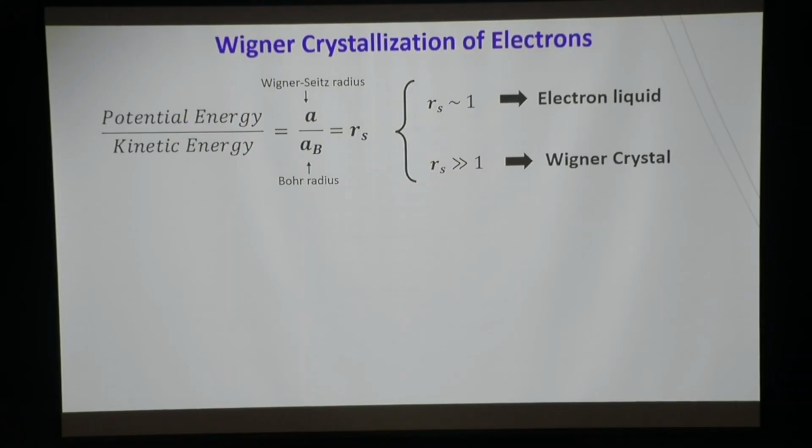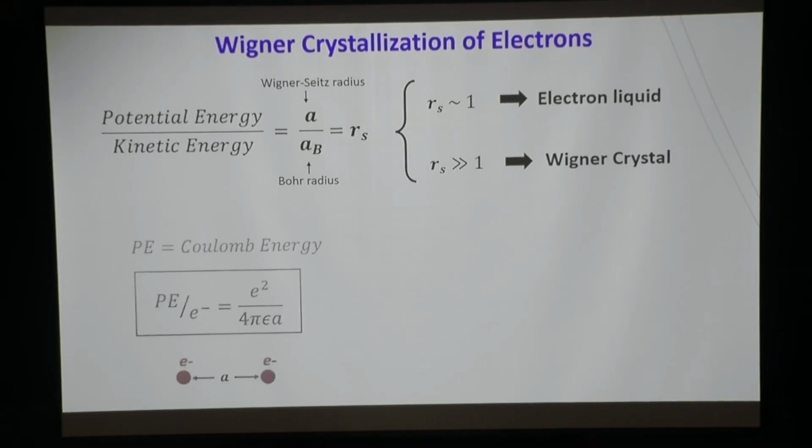And that means that the electrons are close together, in which case you expect them to behave like a liquid. On the other hand, if this ratio is big, that means that the potential energy is strong and the electrons are far apart, and then they're more likely to behave like a Wigner crystal. So it's worth it for us to take a closer look at this ratio.